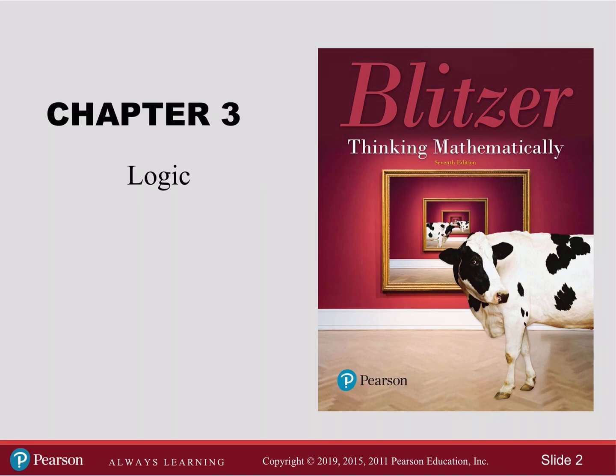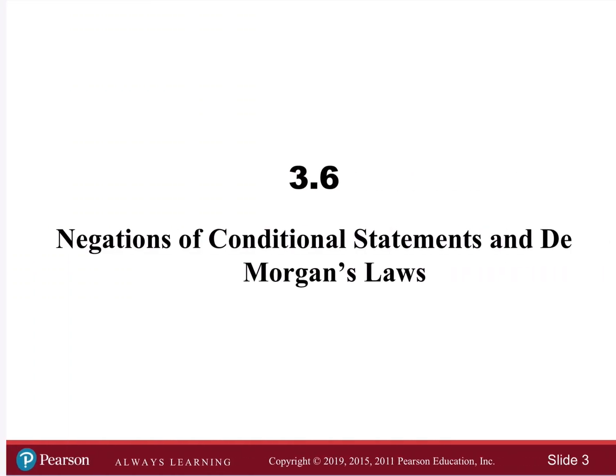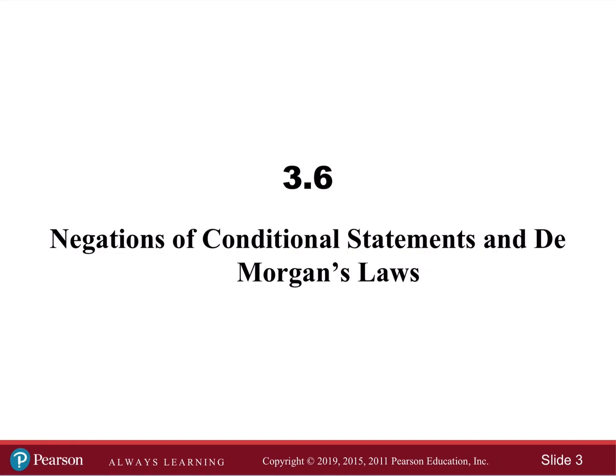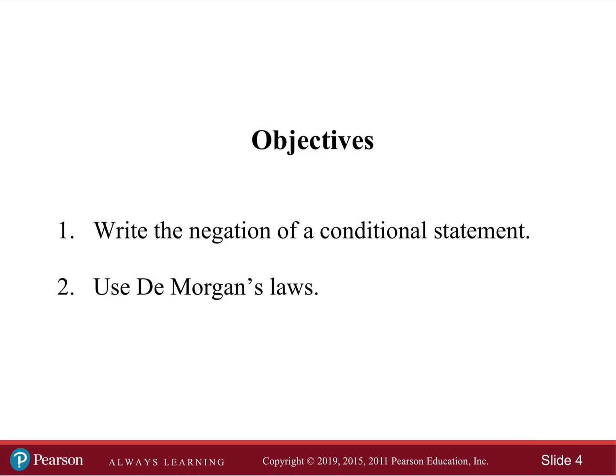We're continuing chapter 3 for College Algebra on logic from Blitzer, Thinking Mathematically. And here we're going to be working on section 3.6, negations of conditional statements and De Morgan's laws. So a few objectives here. One, we'd like to write the negation of a conditional statement. And two, we'd like to use De Morgan's laws.